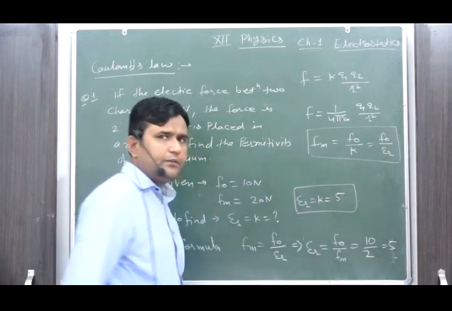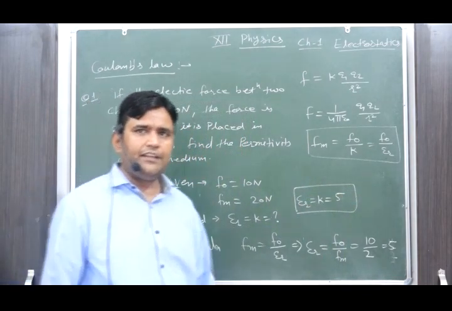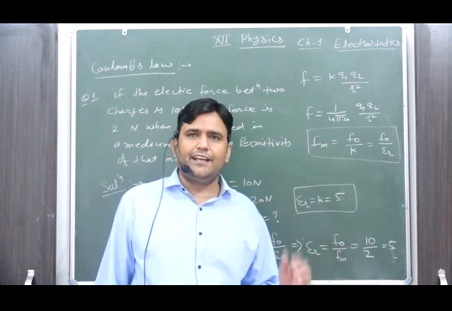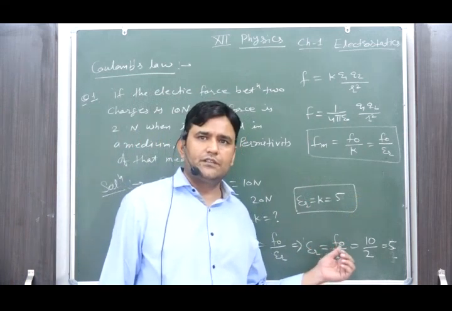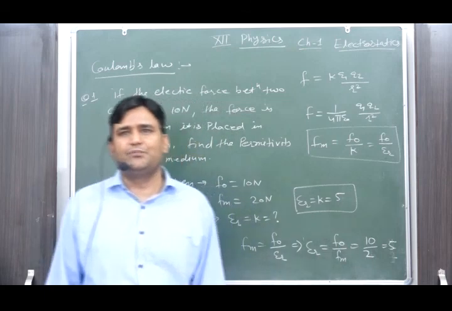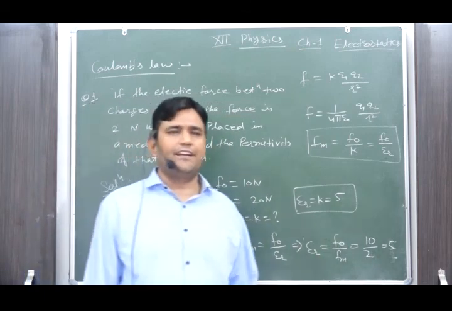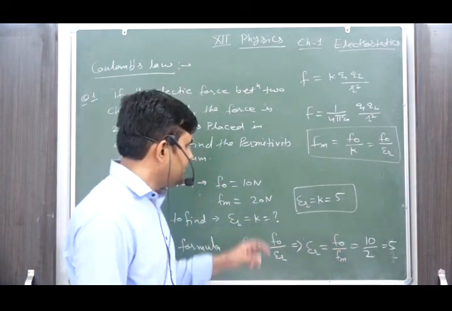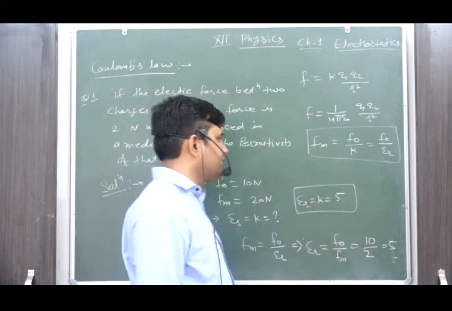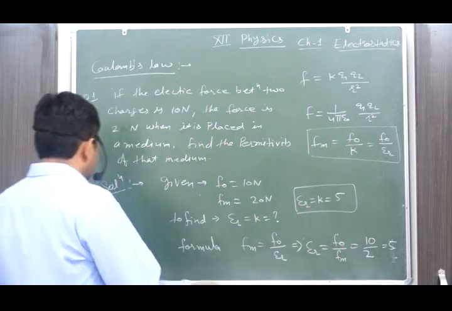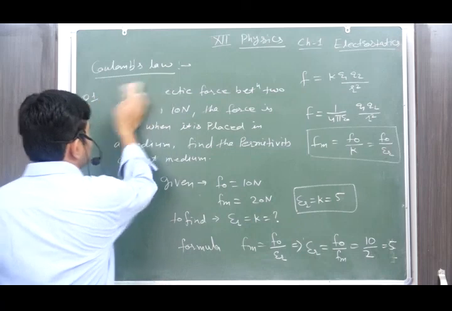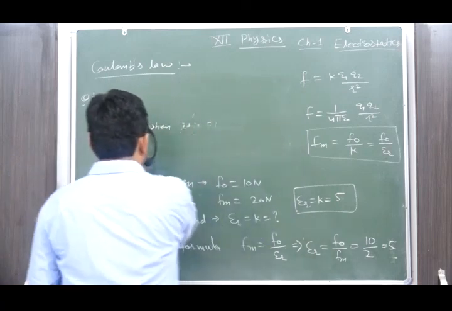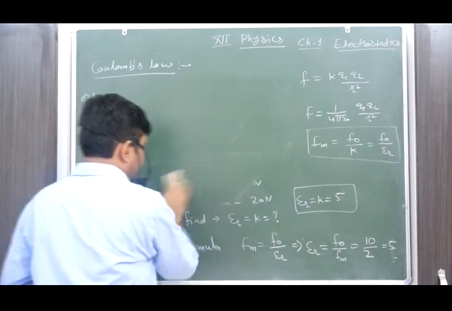Okay, then the unit of it, does it have any unit? The dielectric constant or the relative permittivity? No, my dear students, it does not have any unit. It means the answer of this question is equal to 5. This is the first type of question. Okay, next we will move on to the second type of question.